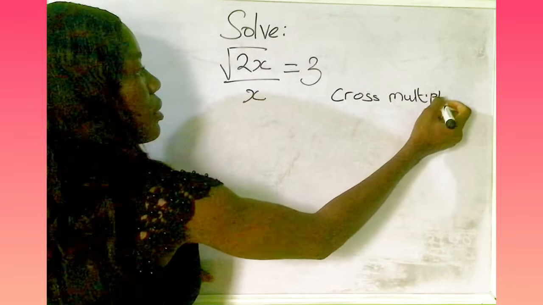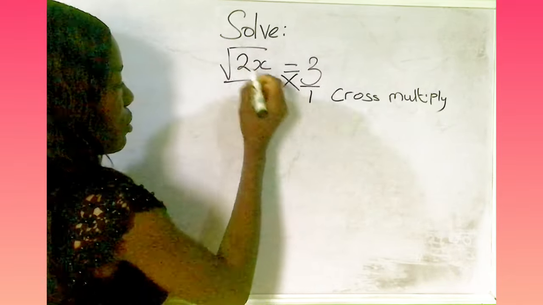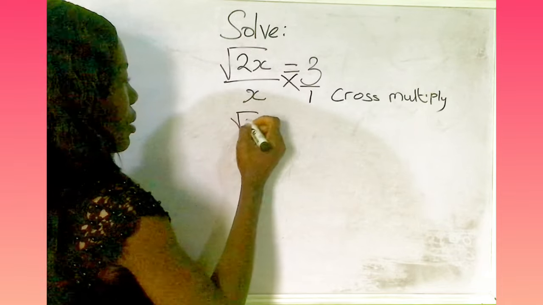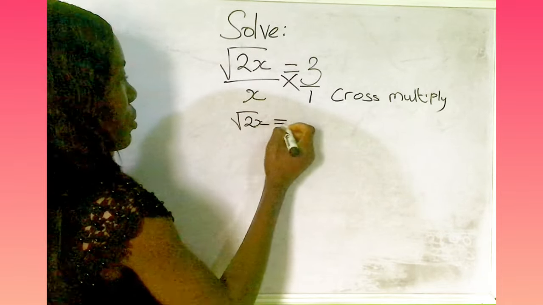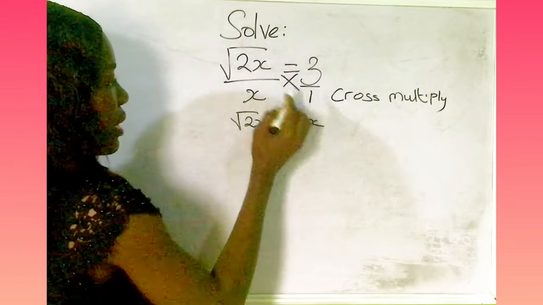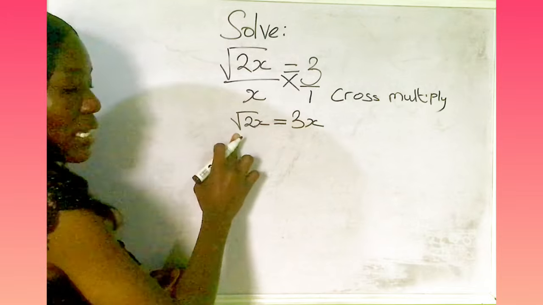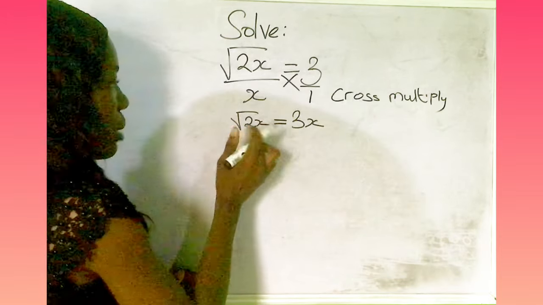Okay, this is over 1. When you cross multiply, you have 2, that's root 2x is equal to 3 times x, you have what? 3x. This is root 2x times 1, that's root 2x is equal to 3x. So now to eliminate this square root here, we will square both sides.